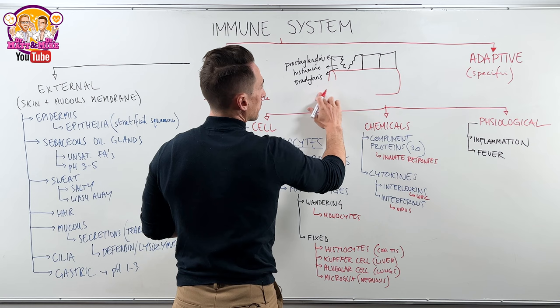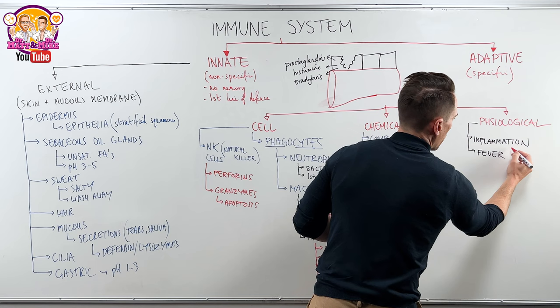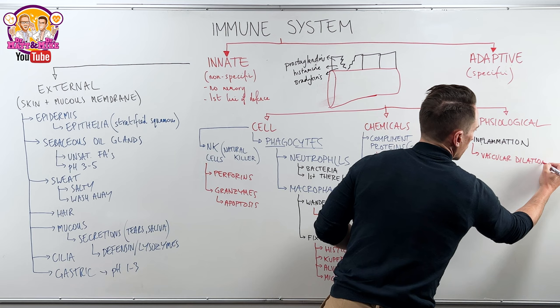So I'll get rid of that. And now you've got this widened blood vessel. So one, it's triggered dilation. So I'm just going to take inflammation here. I'll get rid of fever for a sec. I'll write it up in a second. So it triggers vascular dilation, known as vasodilation. What does that mean now?